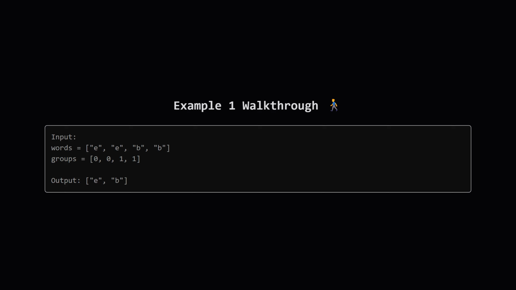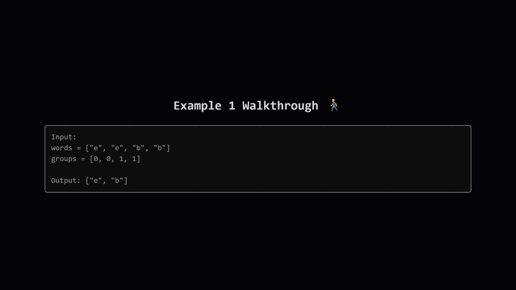Let's look at an example. Suppose our words list is given, and the groups list is 0, 0, 1, 1. We want to pick words so their groups alternate. If we pick the first word, its group is 0. The next word is also group 0. Nope. Can't pick that next, because the groups are the same, not different.